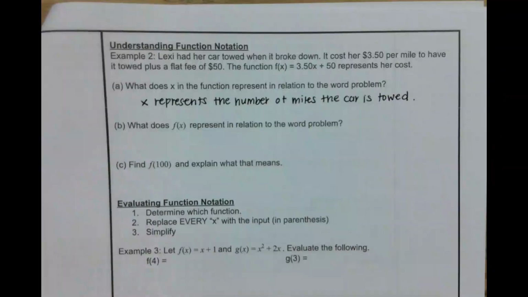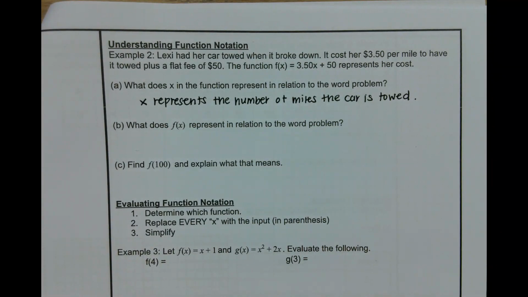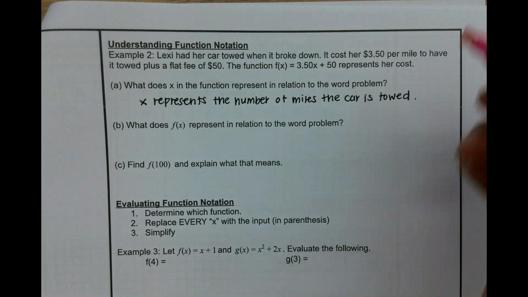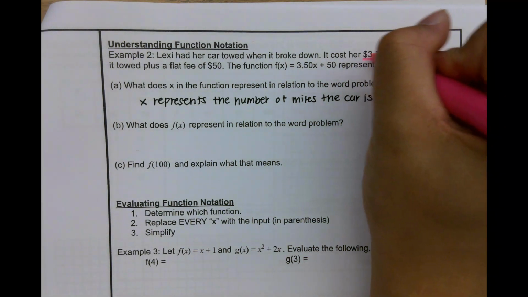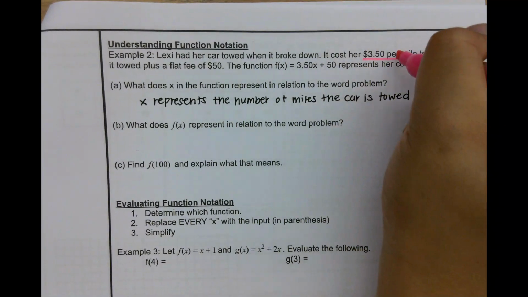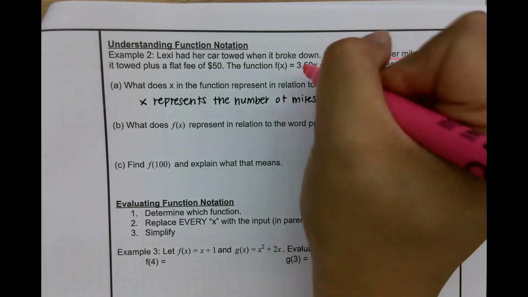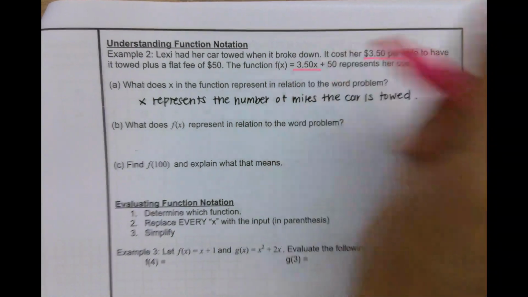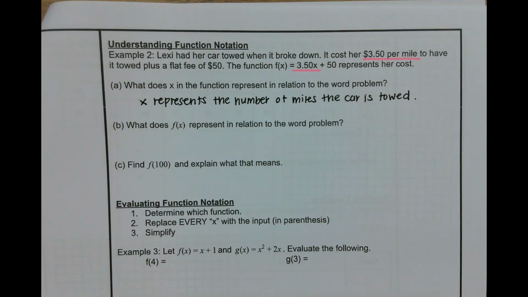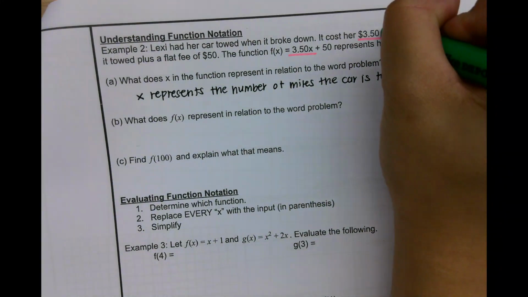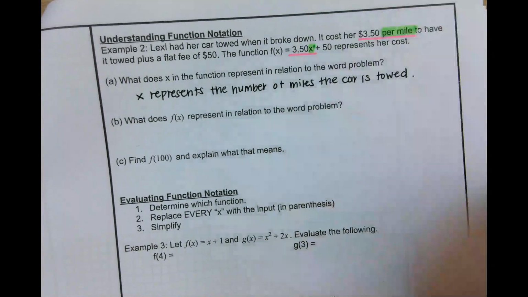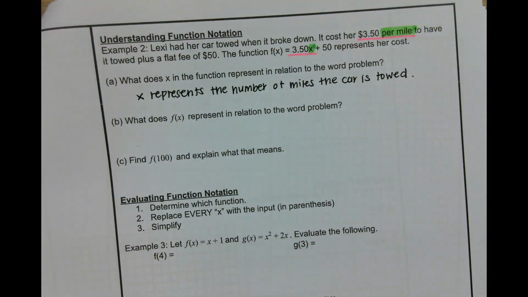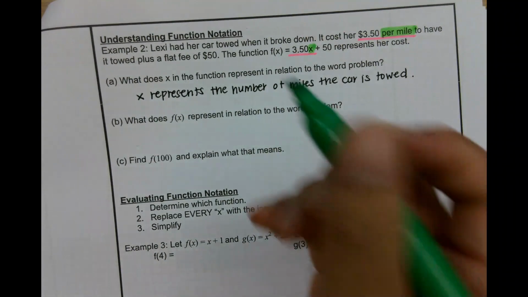Okay. And just in case you're wondering, how did you get that, Miss Ng? That's because of this: 350 per mile. I told you per means multiplication, and here you see 350 multiplying by x. And so that's how I know that x represents the number of miles a car is towed.